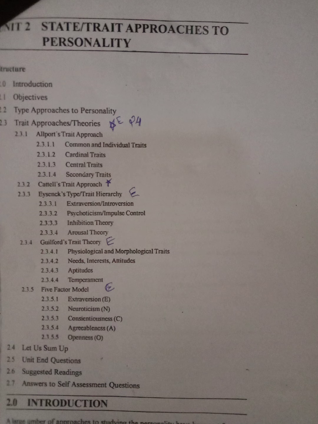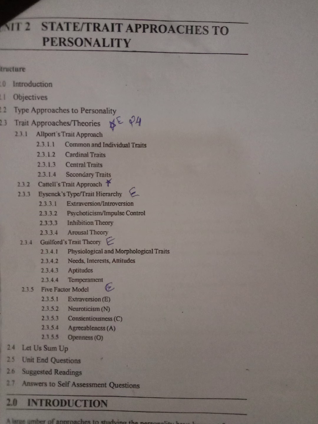The trait approach is an important theory, an important question for examination. First, it says that personality characteristics are stable and consistent, whereas the type approach says they are separate and discontinuous. Here we are going to discuss Allport's, Cattell's, Eysenck's and Guilford's theories and the five-factor theory of personality. First one is Allport's theory.